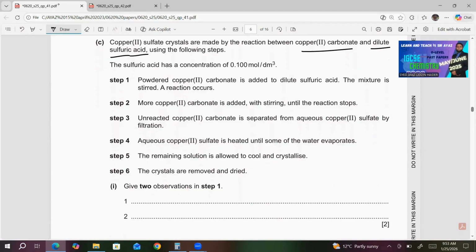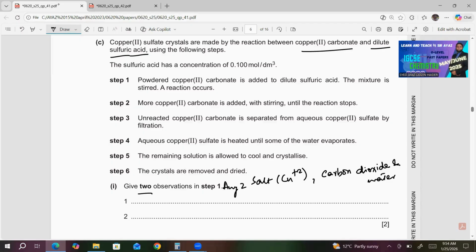Give 2 observations in step 1. So you have to write the observation for the reaction between copper 2 carbonate and dilute sulfuric acid. During this reaction, we will get salt, and this salt must be of Cu2+ ion, carbon dioxide, and water. So they are saying you have to write any 2 observations. So any 2 from these.